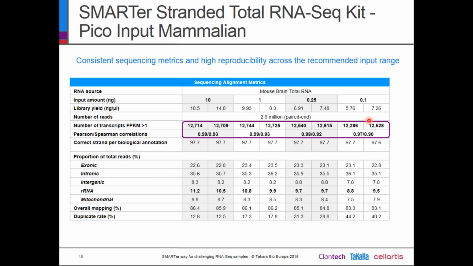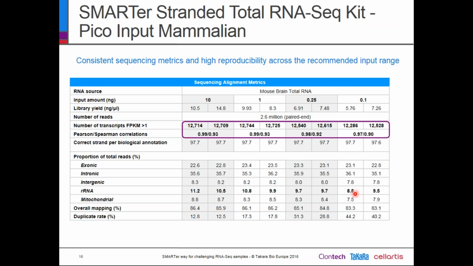So here we are showing some data obtained with this kit, comparing different input amounts, from 10 nanogram and down to 250 picogram, which is the lowest recommended amount. You can see here that we have also tested a lower amount, in this case 100 picogram, and interestingly, the number of transcripts that we identify, or the general metrics, are very similar regardless of the input amount.